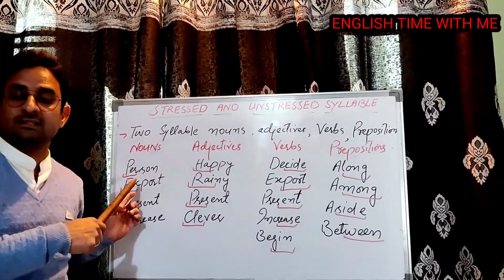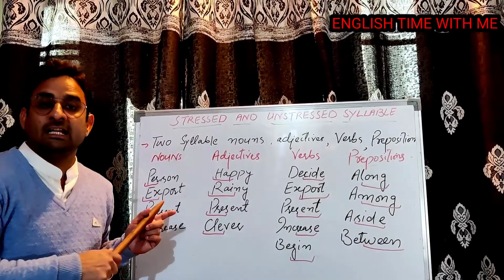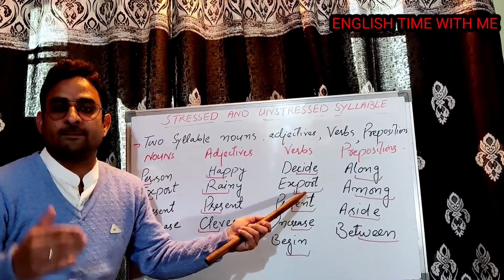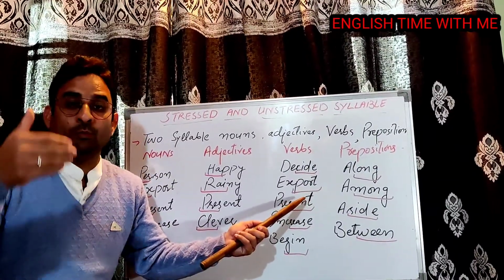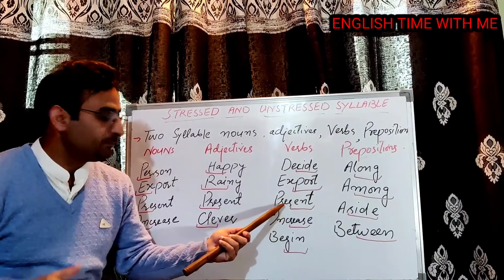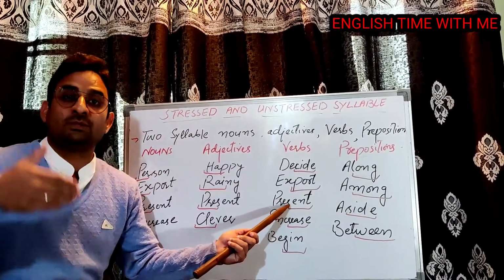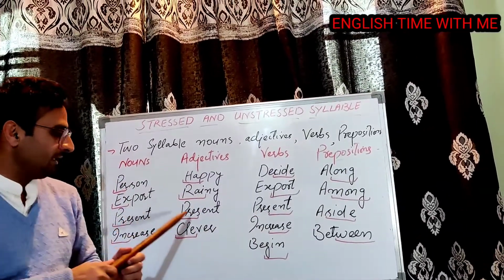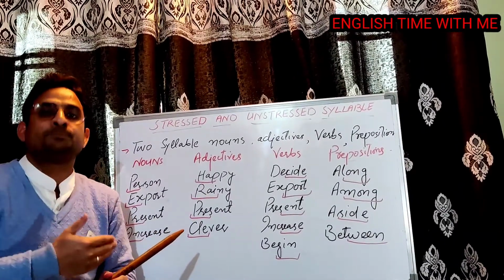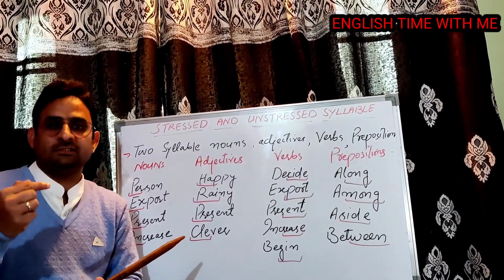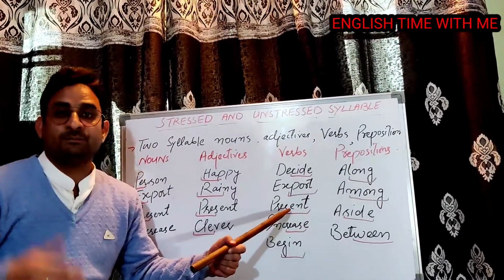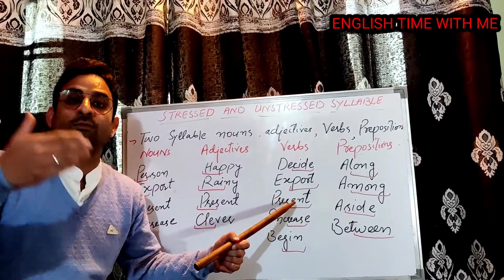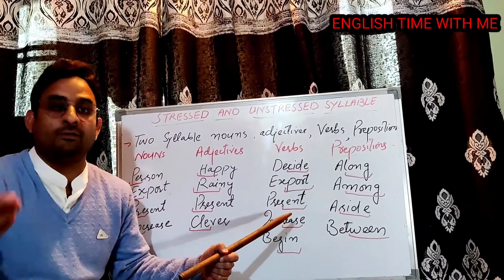Here, when the first syllable is stressed, it behaves as a noun. Export. When the second syllable is stressed, the same word behaves as a verb. Export. Then we have present. When present is used as a verb, the second syllable will be stressed. Present. When you use it as a noun or adjective, we stress the first syllable. Present. When the second syllable is stressed, it is used as a verb, and as a verb it means to offer.